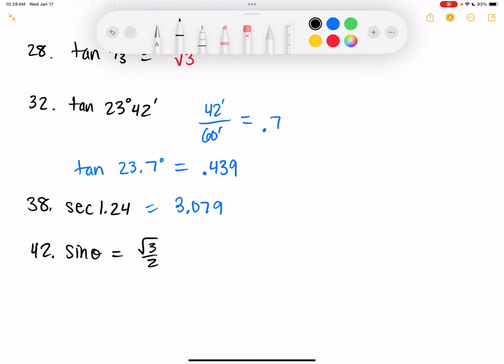Anyways. Do we want it in degrees or radians? Or both? It said both. Okay. And it's an acute angle theta, so let's keep that in mind as well. All right, so what theta value is it, or what is theta when the sine is root 3 over 2?